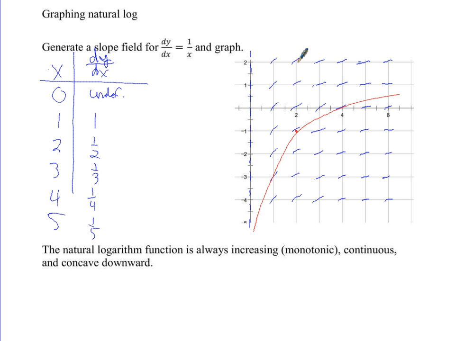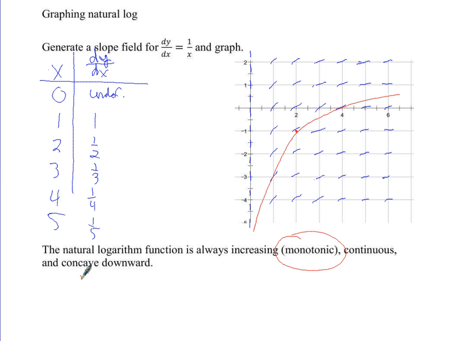All right, the natural log function is always increasing. We can kind of see that, even though towards the end it will become almost horizontal. Always increasing or always decreasing, that vocab word monotonic. I don't know if it's monotonic or monotonic, but I call it monotonic. It's a good vocab word to use, especially on the AP exam if you're given a function that's always increasing or always decreasing. It's continuous, even though it doesn't extend forever this way, it's still a continuous function, and it's always concave down based on our slope field here.